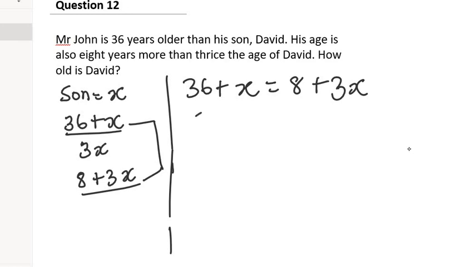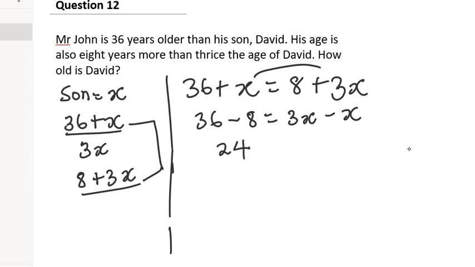Collect like terms. 8 moves to the left, we change to minus 8. We have 3x at the right. x moves to the right, we change to minus x. 36 minus 8 will give me 28, not 24. Okay, so this is 28.